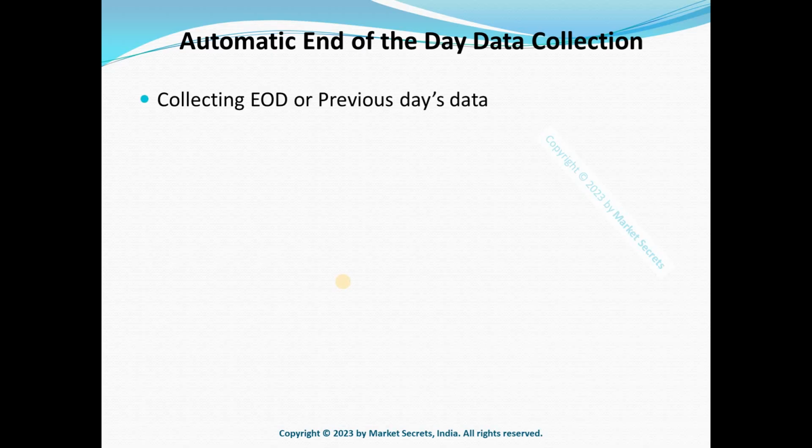To perform any trading, data is very critical. In addition to live data we get from the market, we generally need some previous day's data to perform our trading. For example, we might need previous day's open price, previous day's high or previous day's low to set targets or stop loss for our trades today.